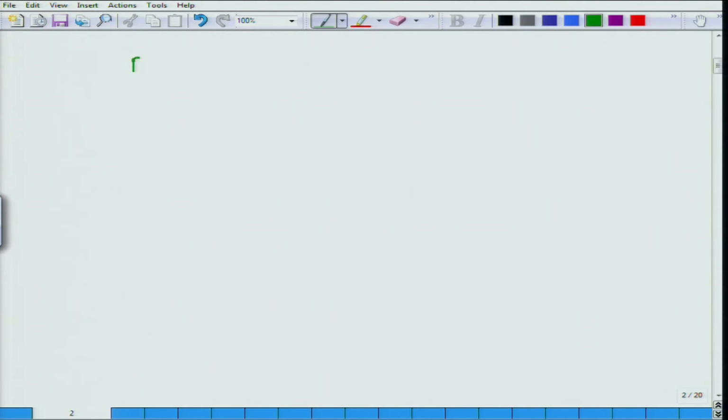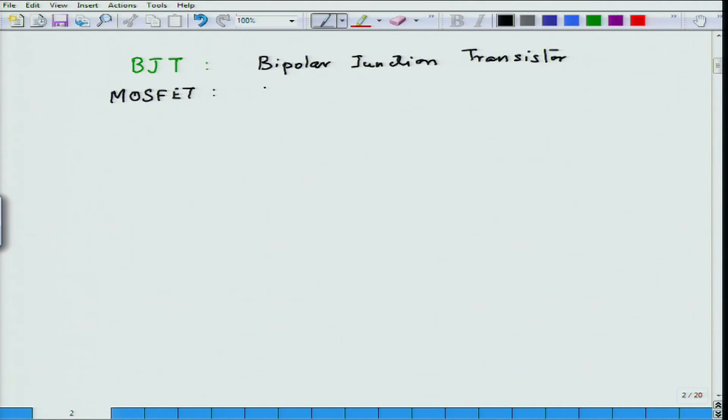One is called BJT, the bipolar junction transistor. And the other one that we will discuss is the MOSFET, which from an earlier lecture we have discussed: the metal oxide semiconductor field effect transistor.